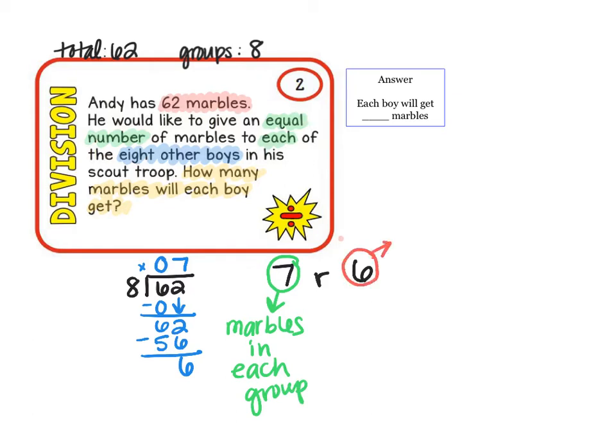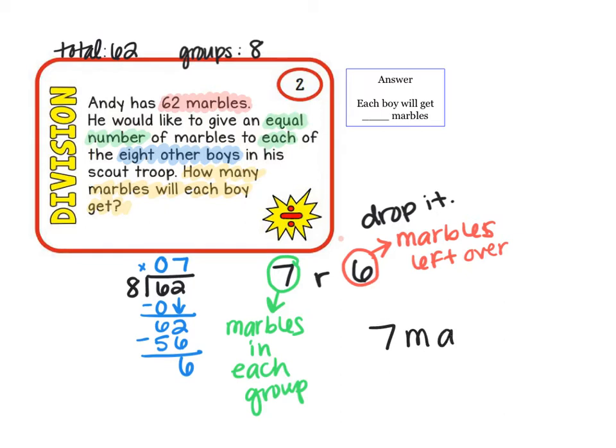This 6 tells me the number of marbles left over. It's the remainder. I can't give those marbles out because I would need 8 marbles to give 1 to each of the other boys, and I want it to be fair. So those 6 marbles, we're just going to have to drop them and forget about them. So each of the 8 boys will get 7 marbles.